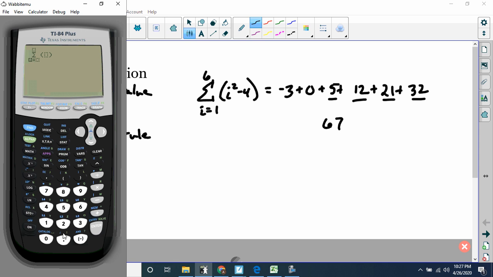Don't use this I down here. That's the imaginary number I. I usually just use X because it's right on the main screen here and you don't have to push a couple buttons. So X equals 1 to 6. And since we used X instead of I, we have to use X again here. X squared minus 4. And we do indeed get 67.